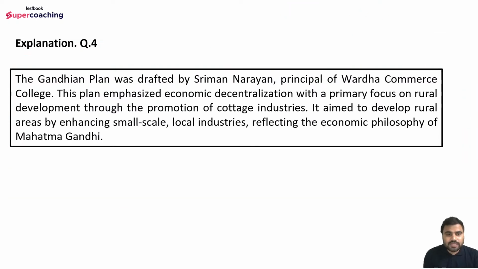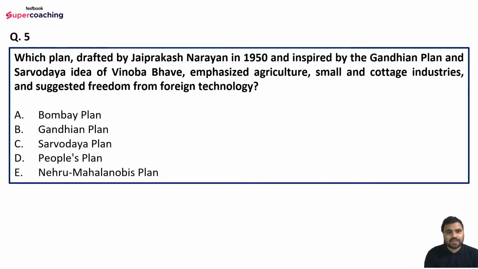ठीक है, तो यहाँ पे देखिए, Gandhian Plan was drafted by Shriman Narayan, principal of Wardha Commerce College. This plan emphasized economic decentralization with a primary focus on rural development through the promotion of cottage industries. It aimed to develop rural areas by enhancing small scale local industries, reflecting the economic philosophy of Mahatma Gandhi. Though these all are factual things, yes, they are important.